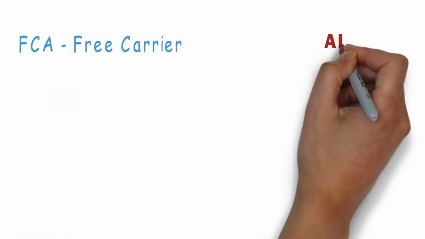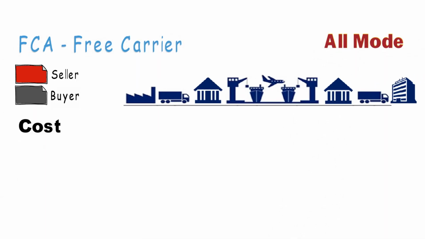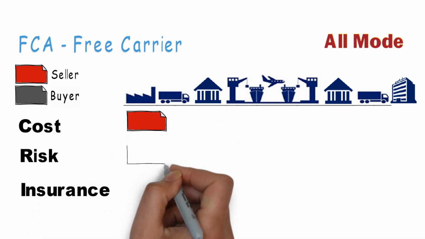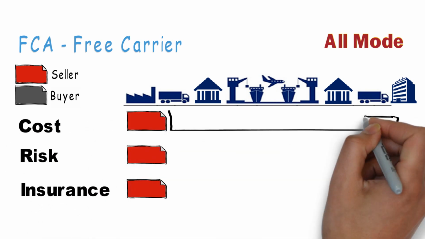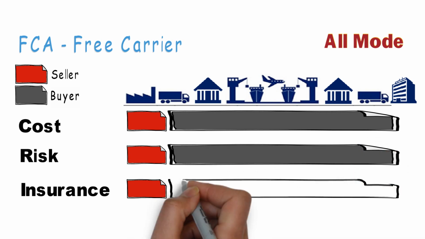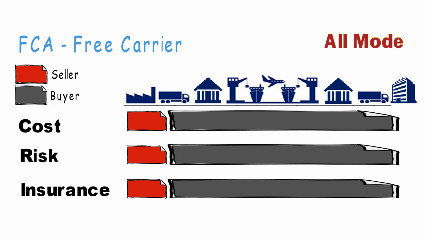Free Carrier. The seller delivers when the goods are loaded into a container or truck placed by the buyer at the premises advised by the seller. The buyer either picks up from the seller's premises or another named place, and needs to arrange customs clearance.